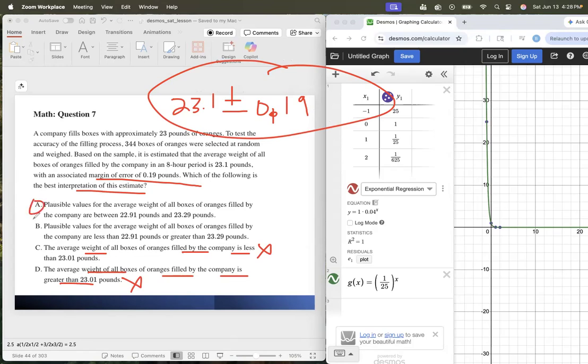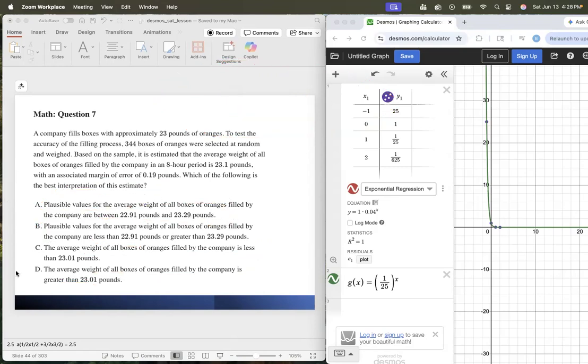And then you're left with these two. Flexible is good. But what is the key? Average weight of the boxes filled by this is not less. It's within a range. So A is the right answer.